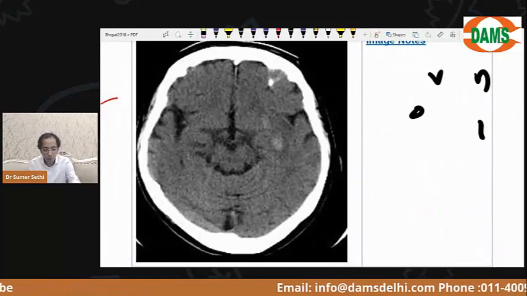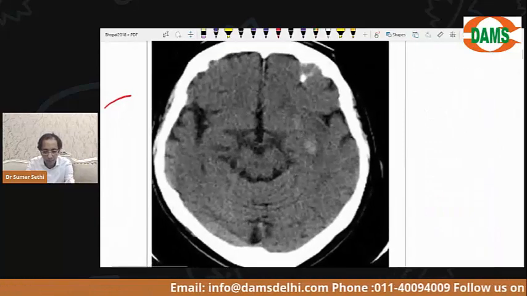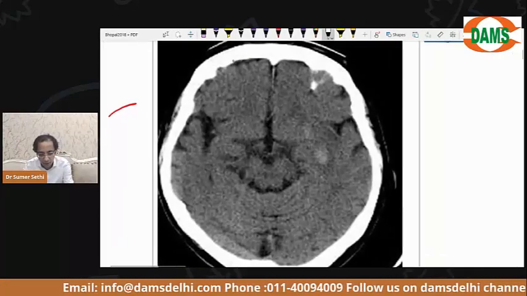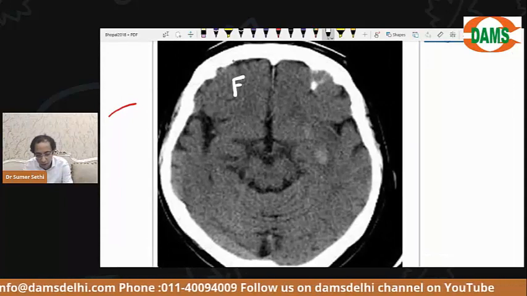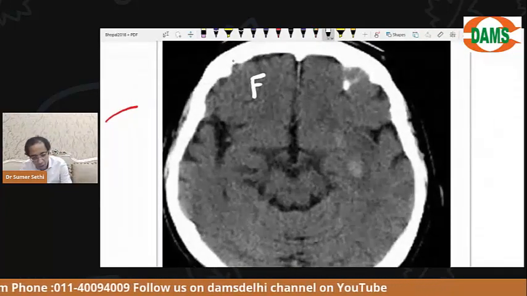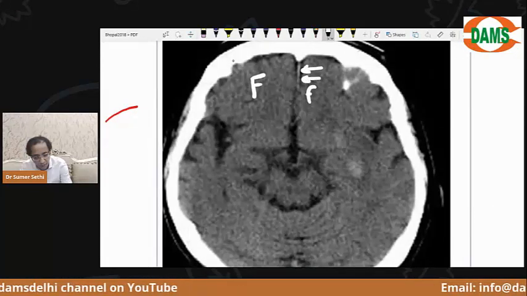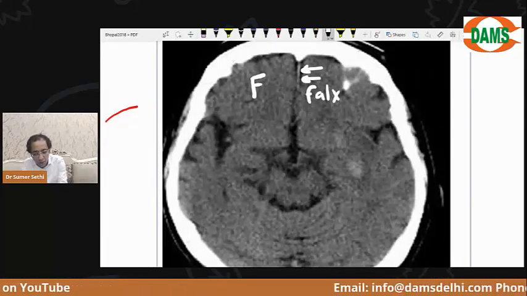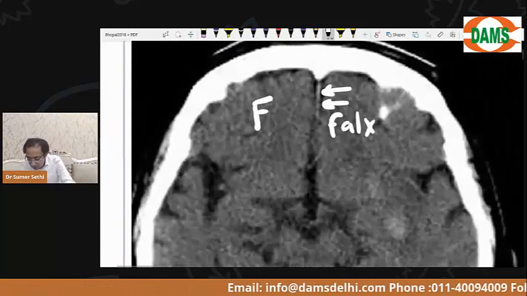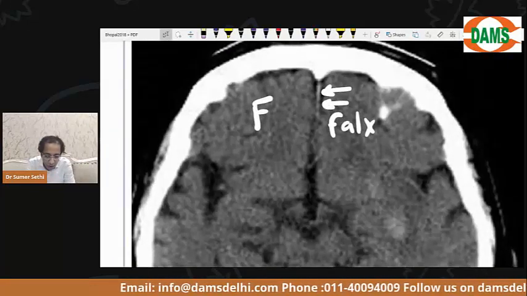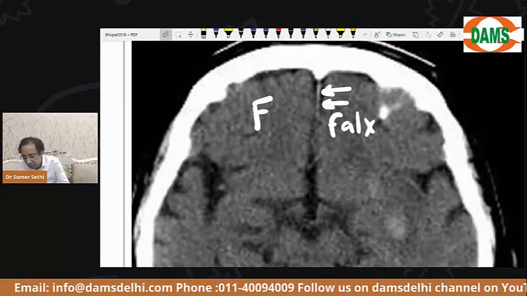I will give you more questions, but to do that, let's revise. Okay, this is the frontal lobe. Between the two frontal lobes, can you see this white line here? That is your falx cerebri. Can you see this white dural fold between the two frontal lobes? That is your falx cerebri.